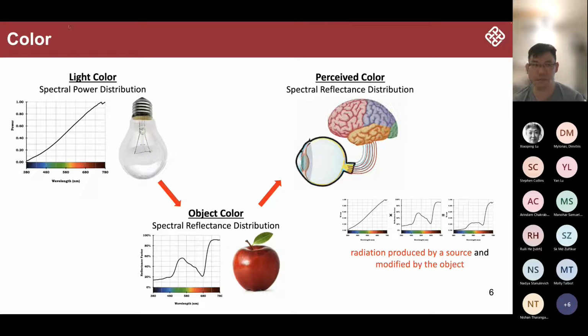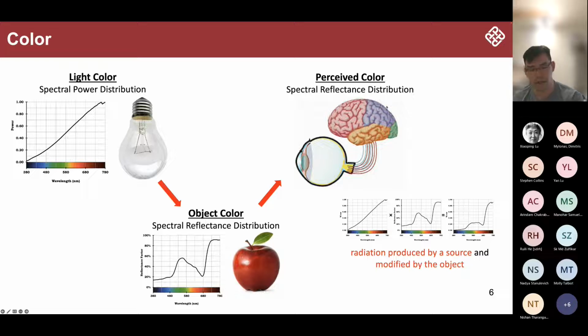That's the final light that goes into our eyes, the starting point of the radiation in our eyes. This is what we call the perceived color. So it is the spectral power distribution times the spectral reflectance distribution.